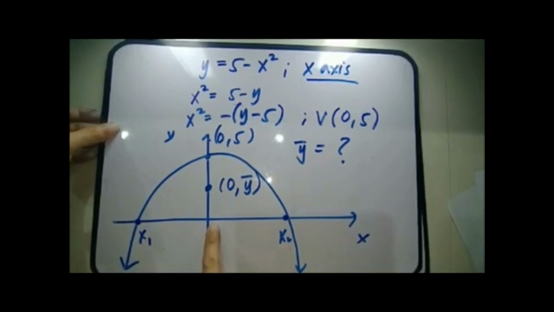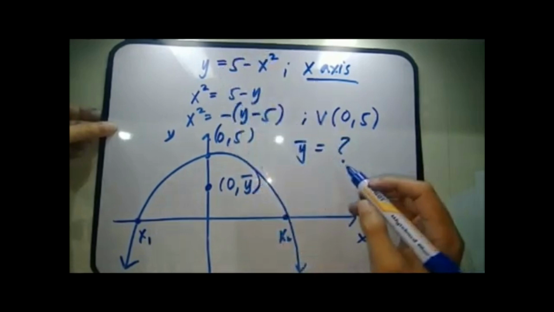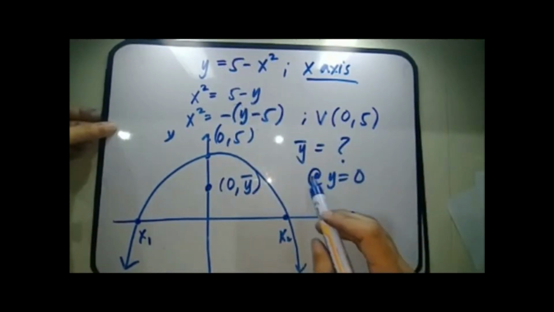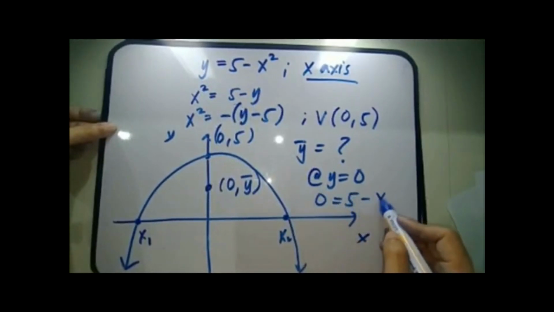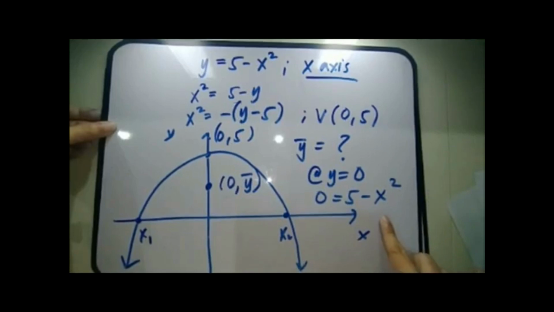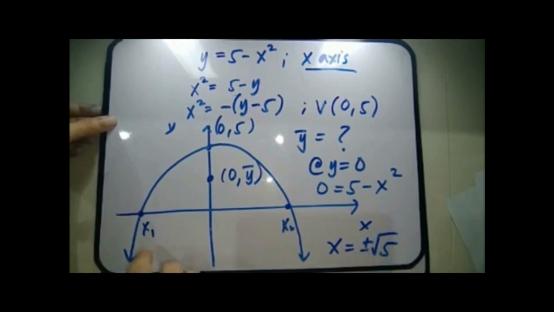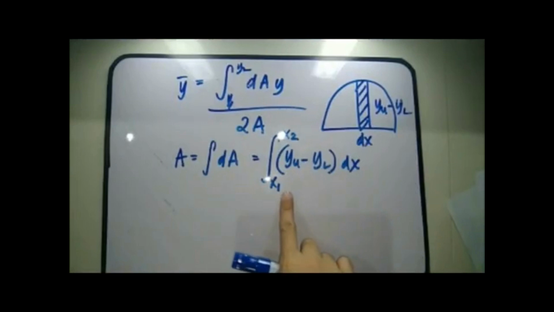At y equals 0, you have here 0 equals 5 minus x squared. Therefore, x squared is equal to 5. Then you have x as plus or minus the square root of 5. Since this is a square root, the value must be plus or minus. So we have our limit, negative square root of 5 and square root of 5. So y upper touches the parabola, so the y upper is the parabola.